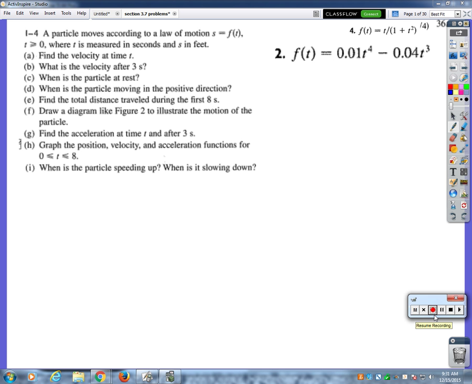Alright, so number 2, first part's an easy one, yeah? Find the velocity, so you just take the derivative. So what's the first step? Find the velocity is the derivative of position, so this is 0.04 t cubed minus 0.12 t squared.